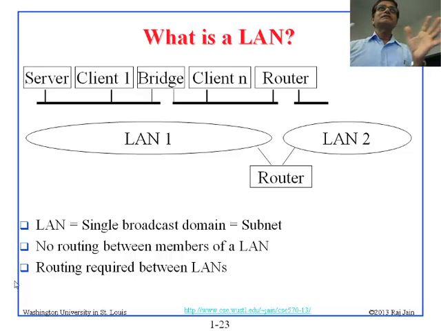But with bridges, the people on one side and the people on the other side don't collide. People can speak happily on this side, and they can speak happily on that side at the same time. They will not collide because only full frames will be forwarded. But still this is one domain, because it is a broadcast domain. The broadcast packets will be fully sent from here to there. So there is one broadcast domain.